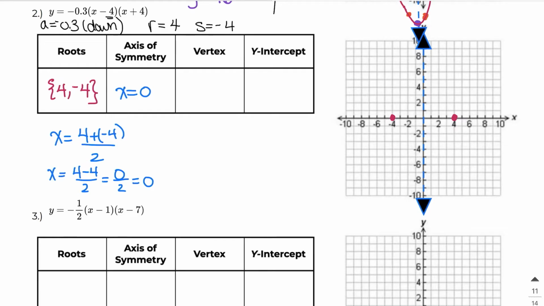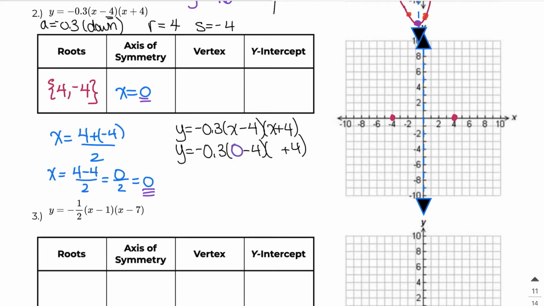But what is the vertex going to actually be? We write down the equation of the parabola. We take the x value that we got here and plug it in every time we see an x into this equation right here. So I get 0 minus 4, 0 plus 4 right here. So then here I get y equals negative 0.3 times 0 minus 4 is negative 4. 0 plus 4 is positive 4.